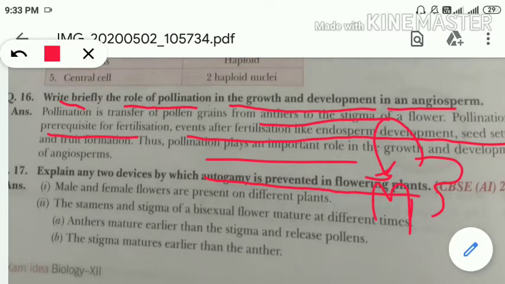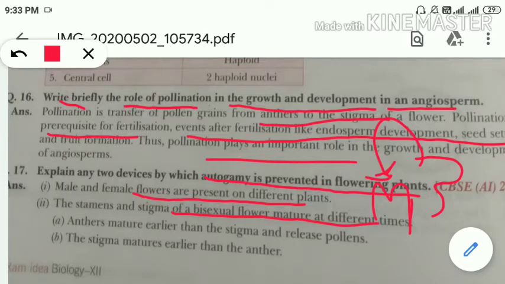We can say stigma and anther are at different positions, then this could be achieved. So see here what they have given: male and female flowers are present on different plants. That means the plant is dioecious. Okay, the stamen and stigma on a bisexual flower mature at different times.